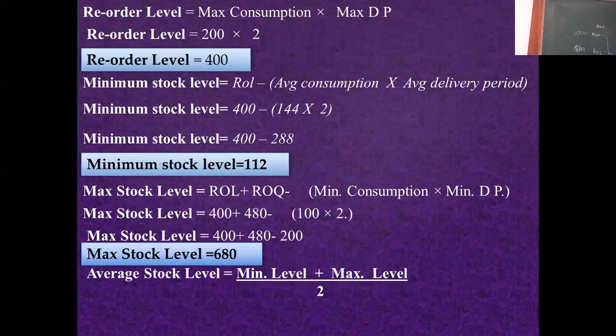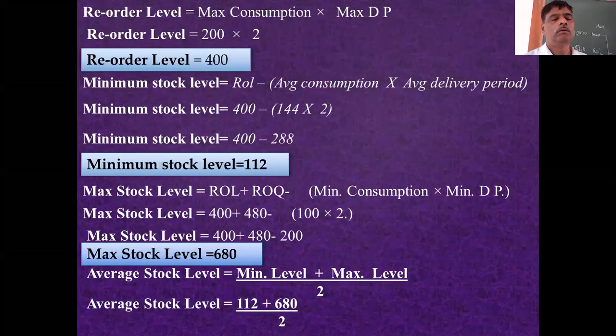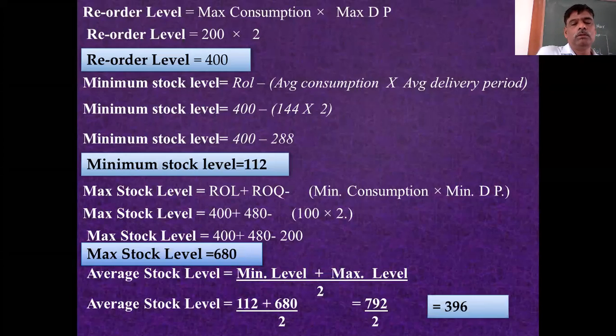The next is average stock level. Average stock level is equal to minimum stock level plus maximum stock level divided by 2. This answer is minimum stock level is 112, maximum is 680, divided by 2, is equal to 792 divided by 2, is equal to 396. Clear?